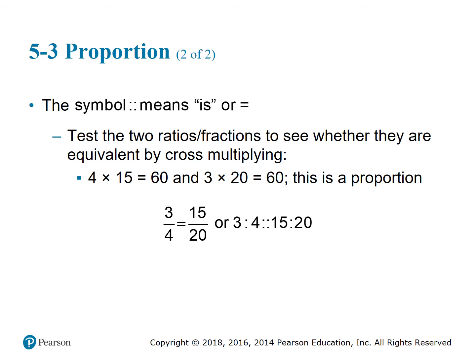This example, 4 times 15 equals 60, right? We're cross multiplying here. We have 3/4 equals 15/20. Is this true or is this false? Well, we cross multiply to find out. When we multiply 4 and 15, we get 60. And when we multiply 3 and 20, we get 60, right? So this is a proportion.